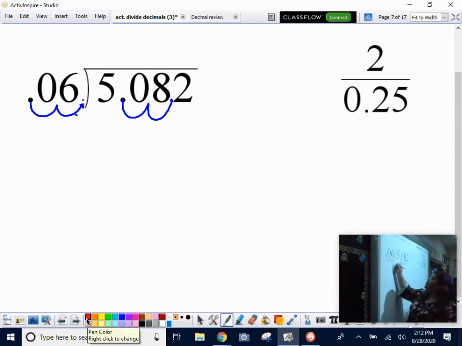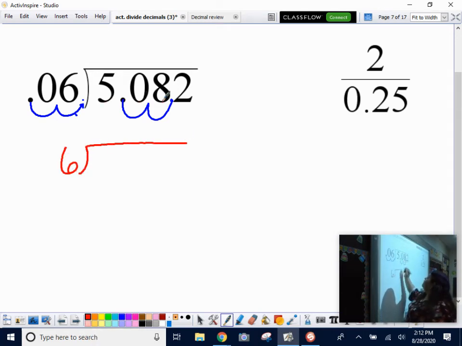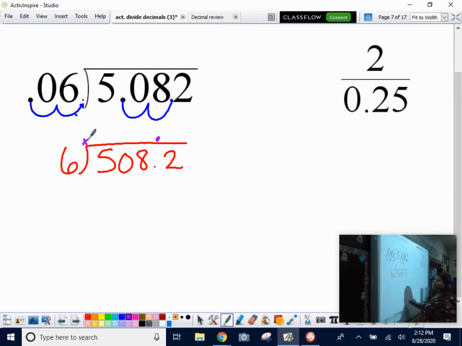Now we're going to go ahead and divide. I'm going to rewrite it. 6 is going into 508 and 2/10. So now since I see a decimal there, I'm going to bring it up into my answer so I don't make a mistake, okay? I've seen that happen a lot. Now let's go ahead and divide. 6 times what gives me 5? Nothing. Okay, I'm going to put that there because I need that placeholder to keep everything in line. Everybody's going to have a buddy here, okay? So that gives me nothing.